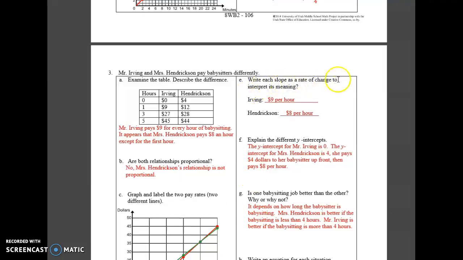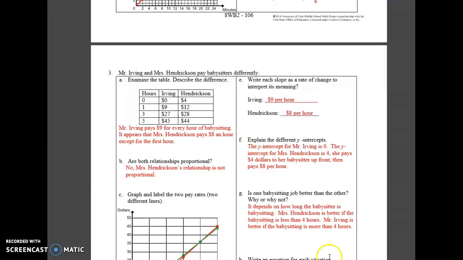It says write the slope as a rate of change to interpret its meaning. So Mr. Irving was $9 every hour. Mrs. Hendrickson was $8 every hour. Explain the different y-intercepts. So Mr. Irving was at 0. Hers was at 4. Just means she pays $4 up front and then the $8 per hour.